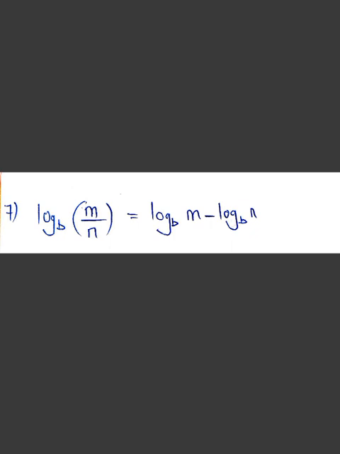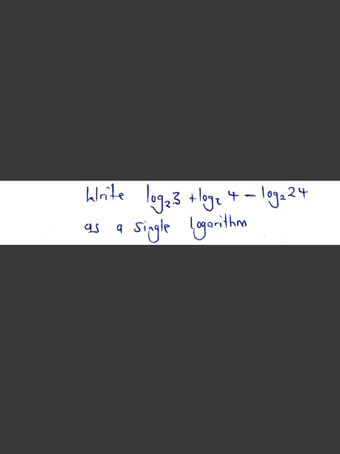Okay, please don't forget. So this is the seventh principle: two numbers being divided. The log of those numbers is just the log of the number on top minus the log of the number which is down. Let's check out one example. Write the logarithm of 3 to the base 2 plus log 4 to the base 2 minus log of 24 to the base 2 as a single logarithm.